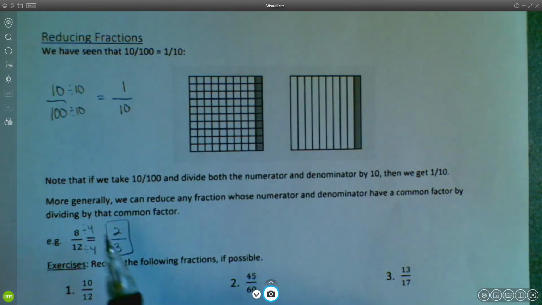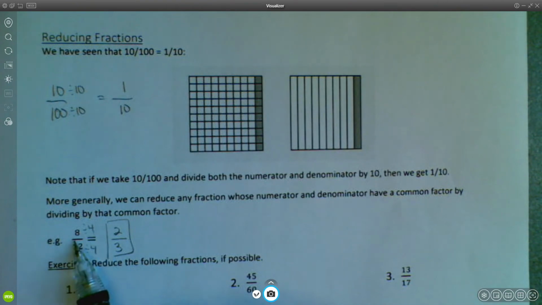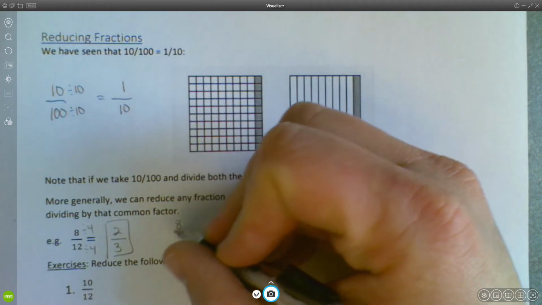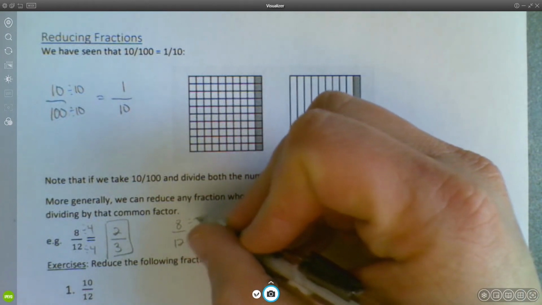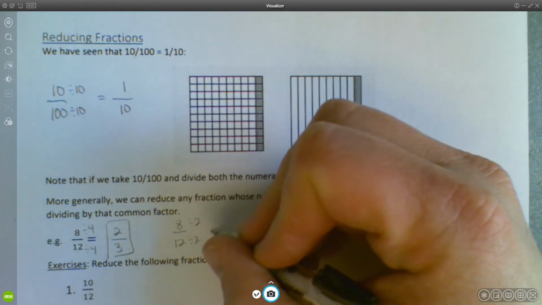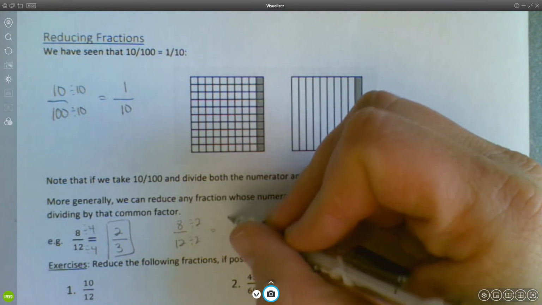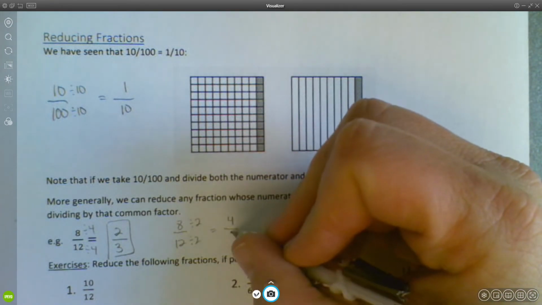But let's say that you didn't recognize that 4 was the largest thing that goes into both of these. Maybe you just thought it was 2. So then, starting with 8/12, you could say, well, I'm going to divide by 2 in both places. If I do that, 8 divided by 2 is 4. 12 divided by 2 is 6.